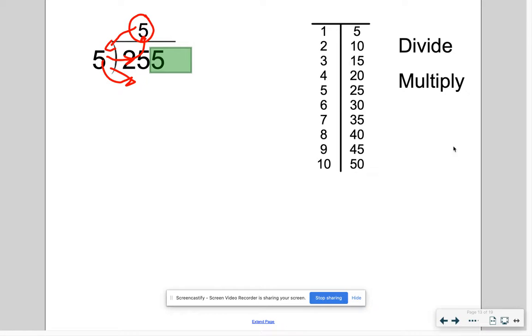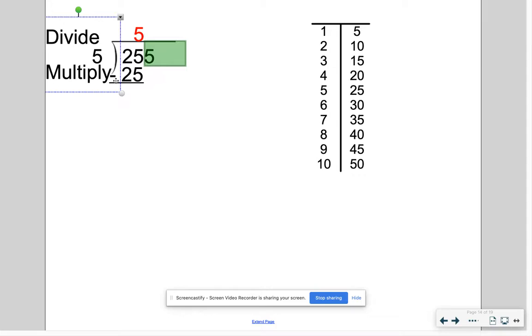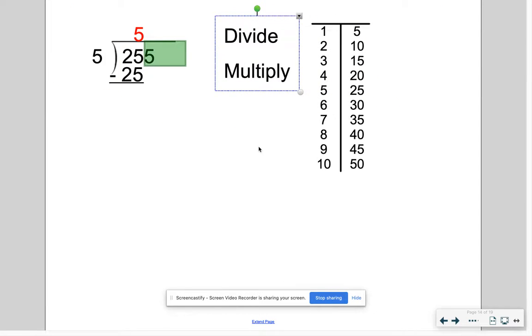So far, I'm just going to go back here and grab this. So I've divided 5 into 25, get my answer up here. I've multiplied 5 by 5, put the answer down here. Now I have to take away what I've got so far from my original answer so I can divide the 5 into what's left. So the third step is subtract.